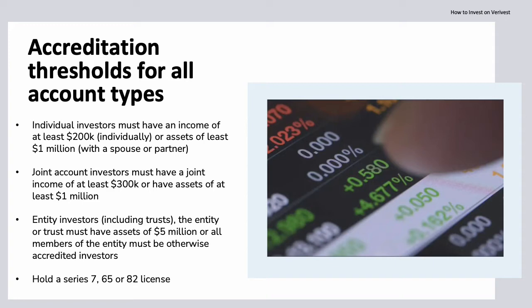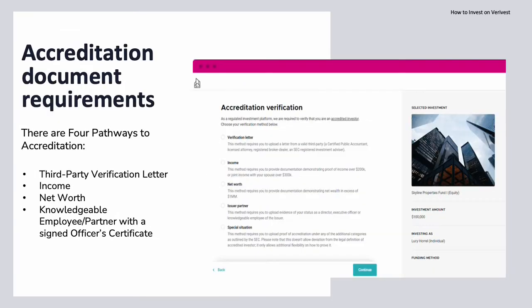Lastly, if you are an investment professional in good standing and hold a Series 7, 65, or 82 license, you can use that to meet the accreditation requirements. Additional accreditation standards may apply. For a full understanding of what it means to be an accredited investor, please visit sec.gov for more details.